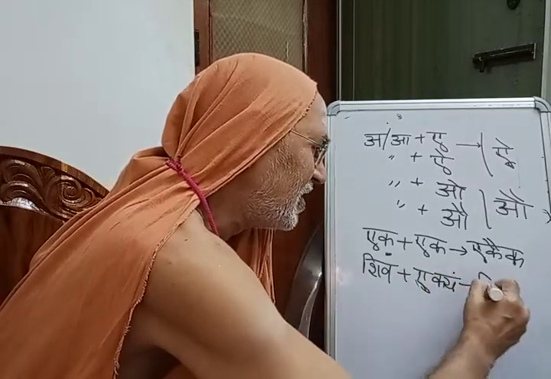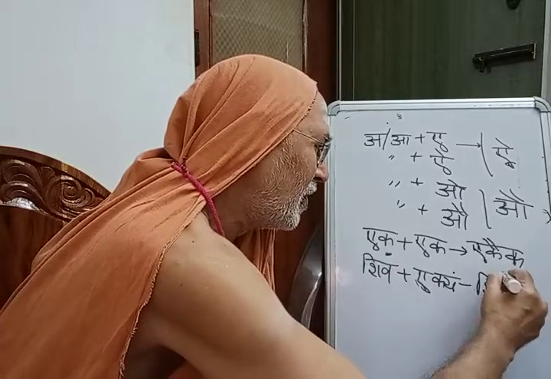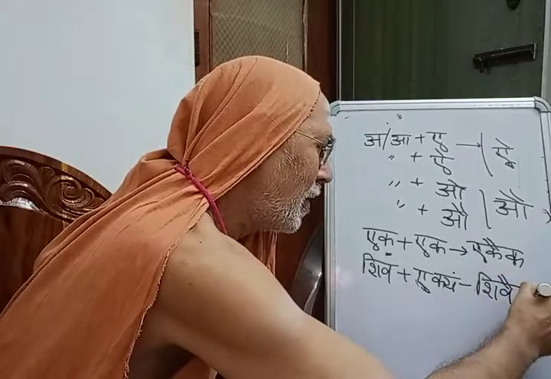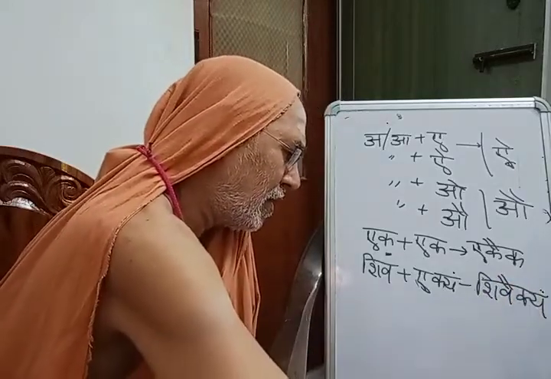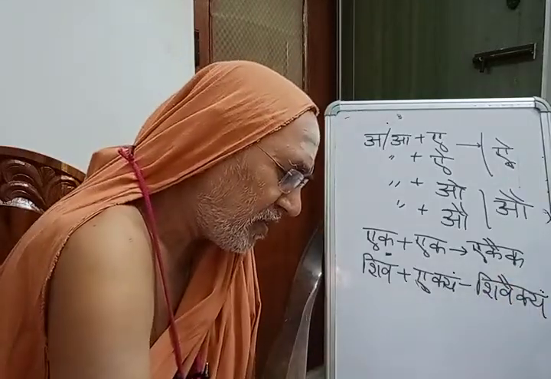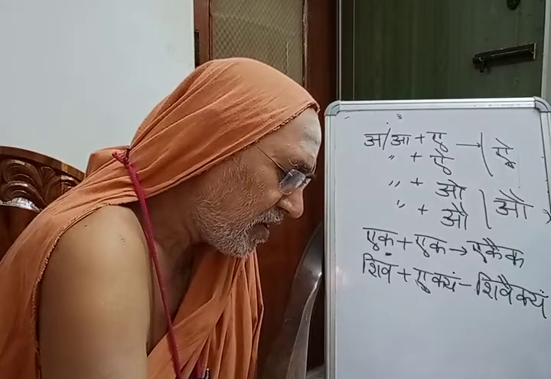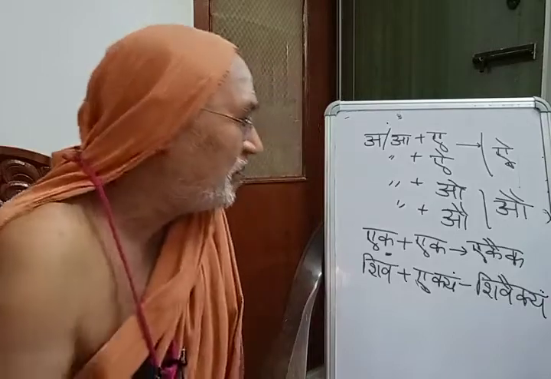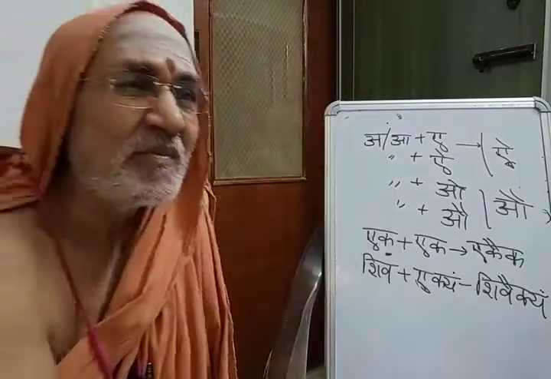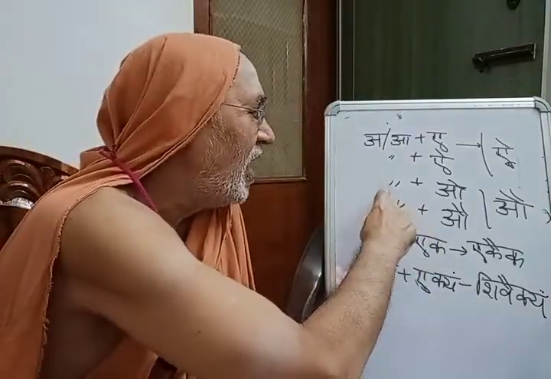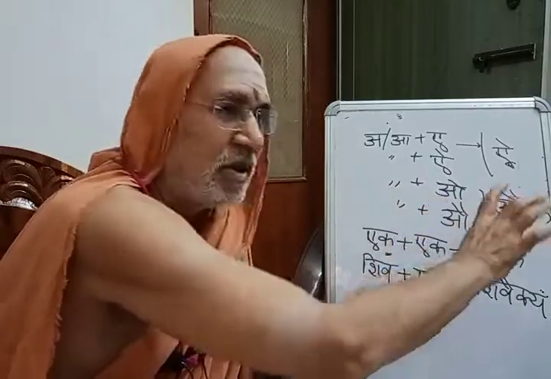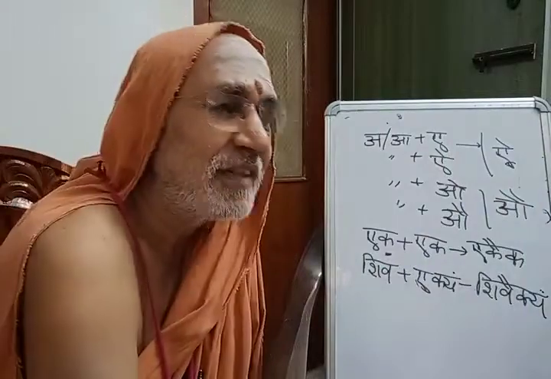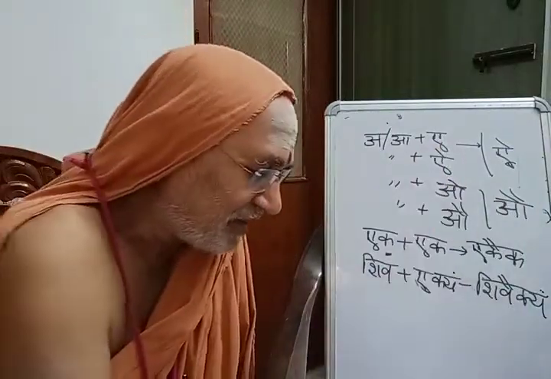What happens? Shivaikyam. One more example. Divya plus Aushadham, Divyaushadham. Because here A followed by O changes to Au. A followed by Au, whether O or Au, changes to Au. But for this O, I am not able to recall an example.